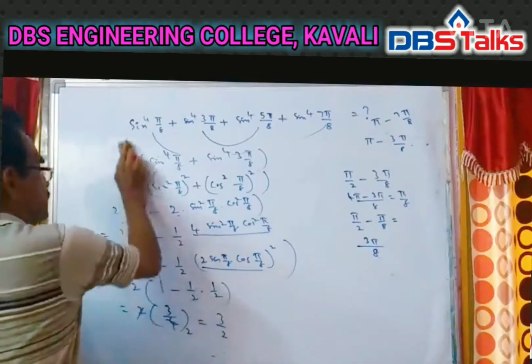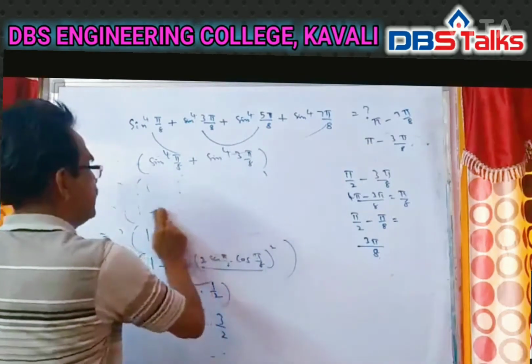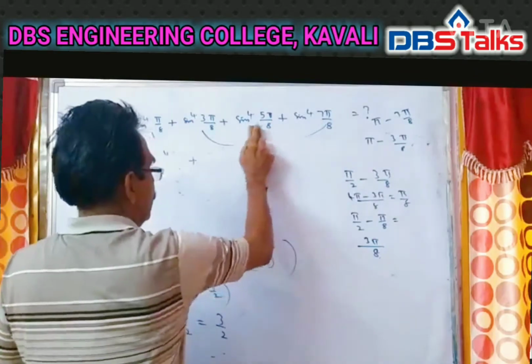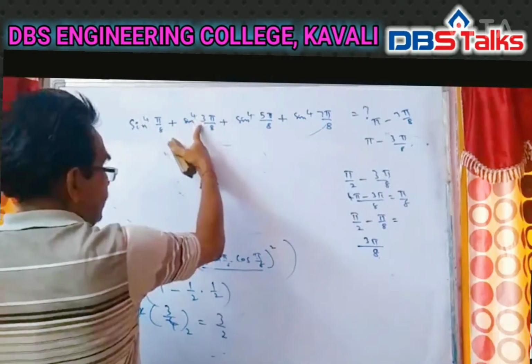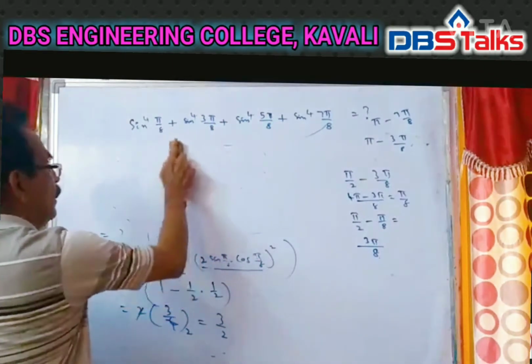Okay friends, sometimes the expression will be like this. Now we have taken only odd terms: sin 1 pi by 8, sin 3 pi by 8, sin 5 pi by 8, sin 7 pi by 8. I have taken only odd terms.